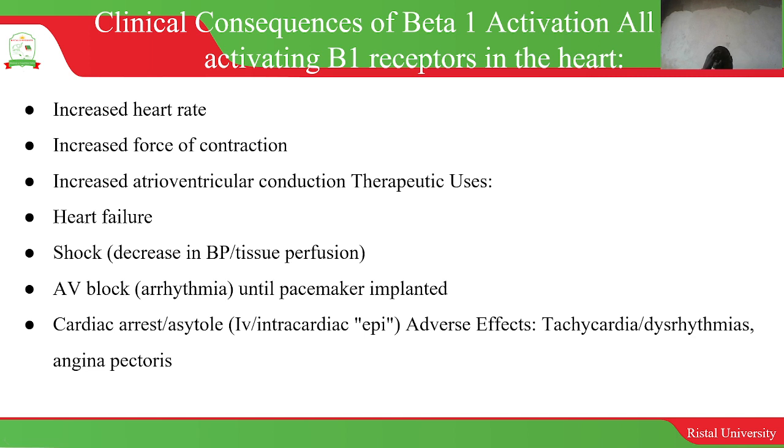We now look at the clinical consequences of the beta 1 activation, all due to activating beta 1 receptors in the heart. What they do is they cause increased heart rate, increased force of contractility of the heart, and increase the atrioventricular conduction. The therapeutic uses are in heart failure, in shock, as they can increase the blood pressure or the tissue perfusion, and in atrioventricular block and cardiac arrhythmias, when the heart rhythm is altered, until a pacemaker can be implanted.